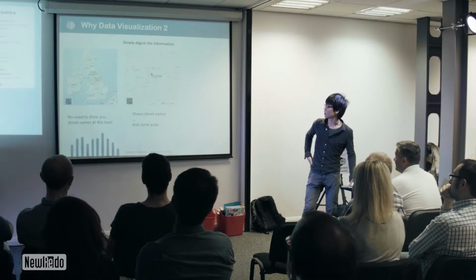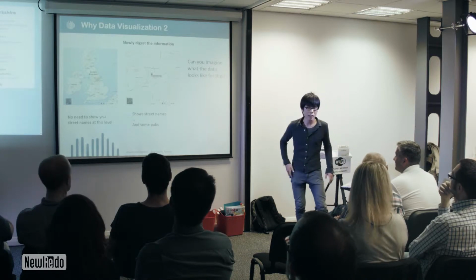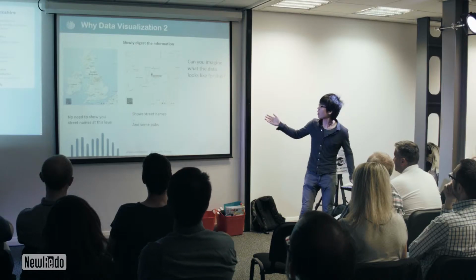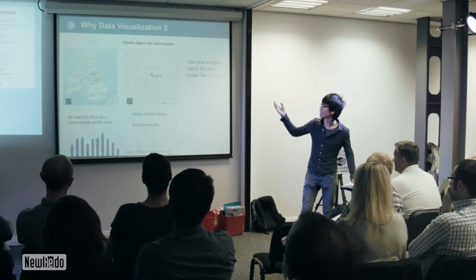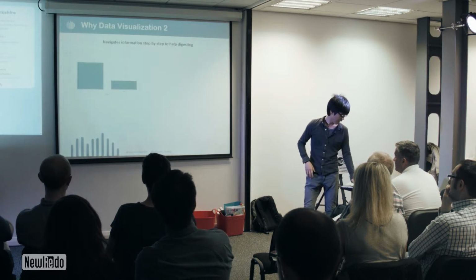Okay, so some people quite like pubs, so Google just suggests them. Okay, but can you imagine the data in here is probably going to be really complicated, okay? So in here, what we're trying to say is, basically it helps you to slowly digest the information rather than giving all the street names at the very beginning, because at the time, when you look at that map, you don't need the street names, okay?